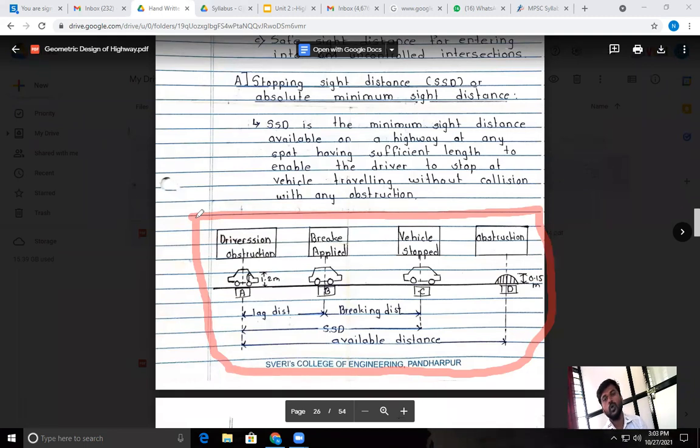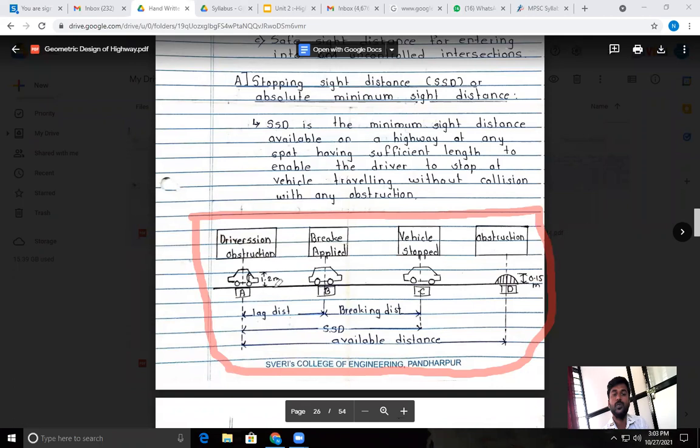Okay. So the total SSD is equal to lag distance plus braking distance. So the distance traveled to stop the vehicle is lag distance plus braking distance. It should be less than the available distance. Okay. It should be less than the available distance.